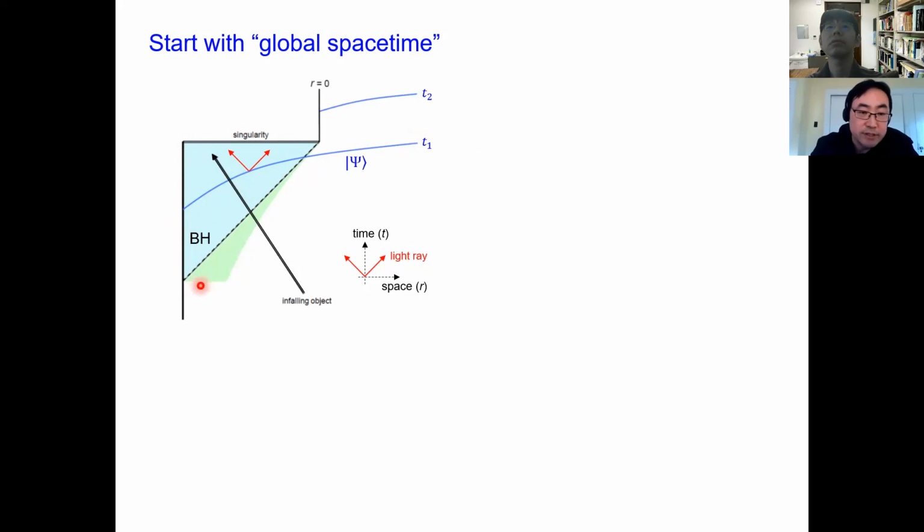And this is a Penrose diagram. As you know, the light rays travel at 45 degrees. So any material field travels more vertical than 45. So inside this region, anything hits the singularity. So this blue region is inside the black hole. Okay. So this equal time surface goes through both exterior and interior of the black hole.